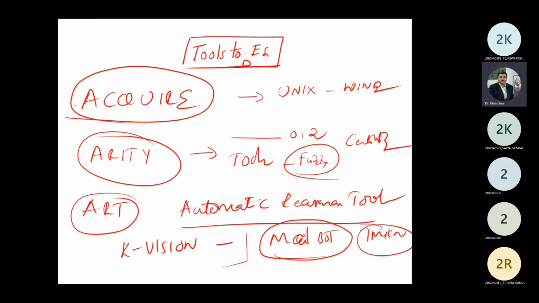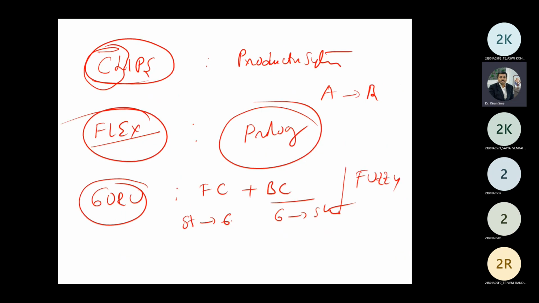And other things that I have written are very simple things, K-Vision and Mailbot and T-Vision. K-Vision is for visualizing your outcome. And T-Mycin is meant for kids, it seems to me, and so on. So all these tools are very important. K-Vision is also important. Clips, Flex, and Guru. These are the tools that are already available to implement an expert system.